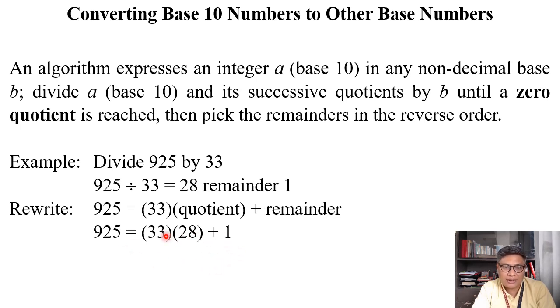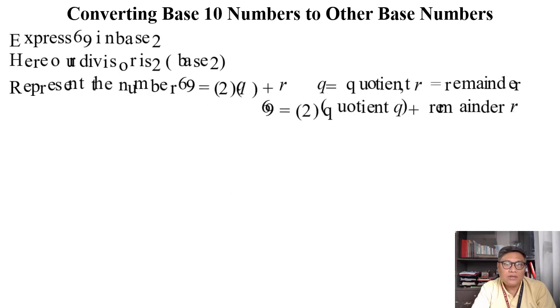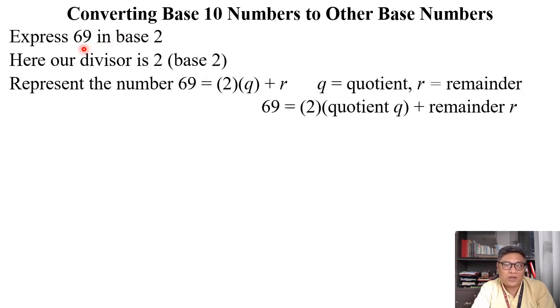Then we continue again, class, by dividing the quotient again by 33. Then we stop the process at such time the quotient becomes 0. Not the remainder, class, but the quotient. So how are you going to express 69, which is base 10, into base 2? Since we are going to convert 69 base 10 to base 2, the 2 here becomes our divisor. So we represent 69 as 2 as the divisor times the quotient plus the remainder.